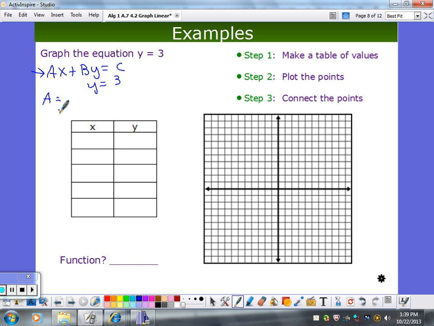What's a? You see an x here? I don't see an x here. So what was a? I don't know either. We'll come back to that. What's b? What's the coefficient in front of that y? That's invisible. 1. What's c? So what was a? 0. Because what's 0 times x? That's why it's gone. So in its weird way, this does follow ax plus by equals c.